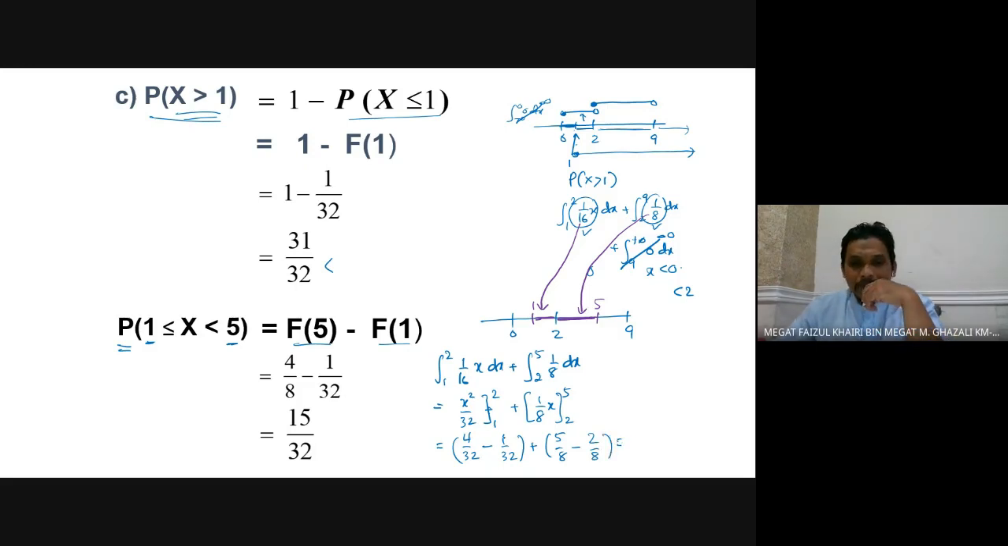Okay, 4 minus 1 equal to 3 over 32. 5 minus 2 equal to 3, so 3 over 8. Change this to the denominator of 32, so 8 times 4 equal to 32, and 3 times 4 equal to 12. So then, 3 over 32 plus 12 over 32 equal to, 3 plus 12 equal to 15, so 15 over 32.